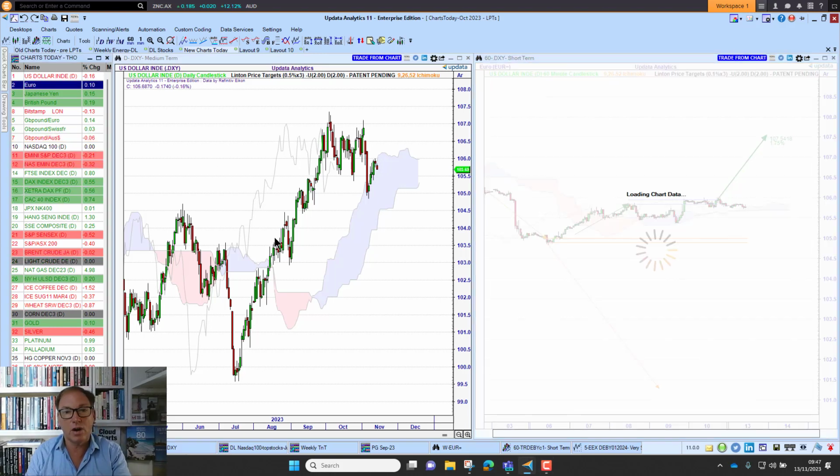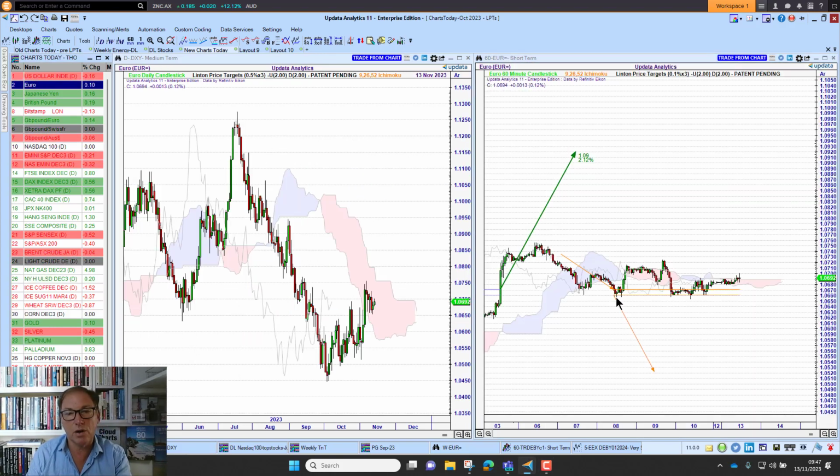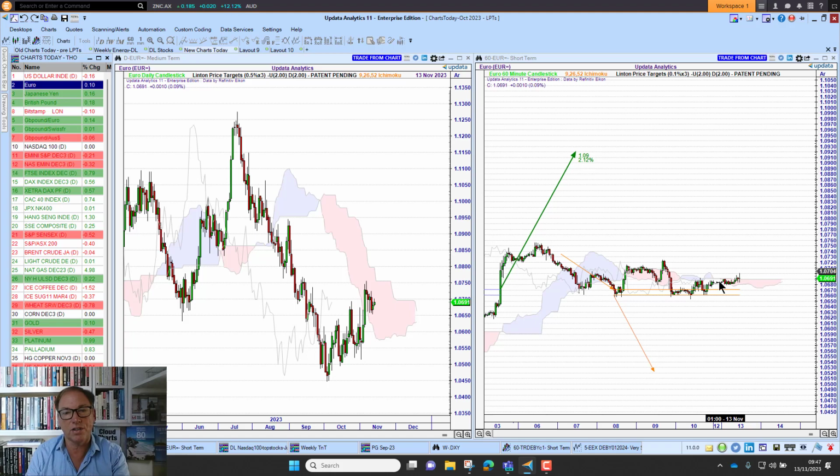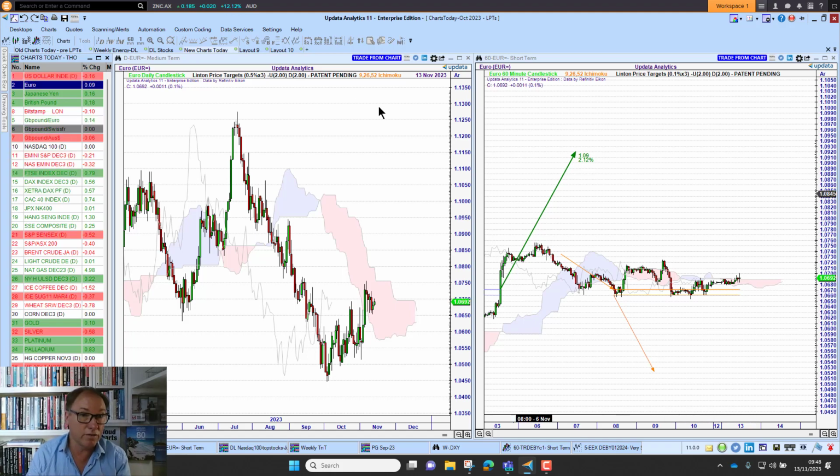If we look at the euro, we've got the reverse situation, where we've got a downside target not yet activated, but we've got this upside target, but we haven't yet got this target on the converse activated to the downside.